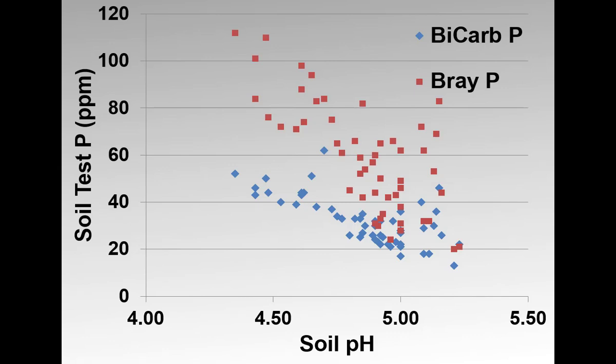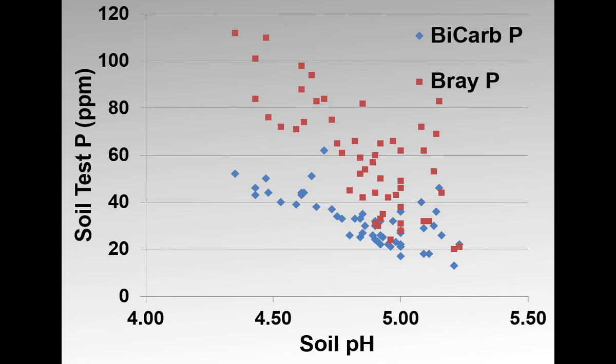And phosphorus, this is one that I'm still kind of confused about, and maybe somebody can help me. Here we've got bicarb P and Bray P. These are fairly high levels in both cases, but in each case, as the pH is going down, those levels are going up. So our soil test phosphorus tends to be increasing as the pH is going down. What's going on there is a good question.